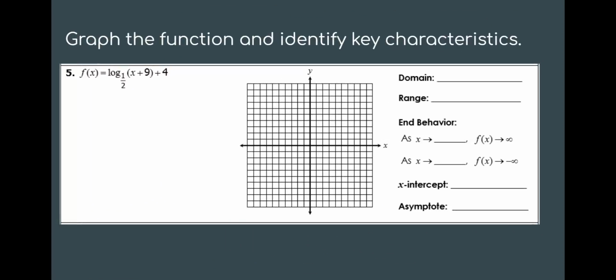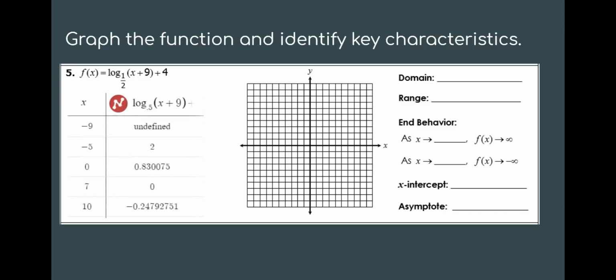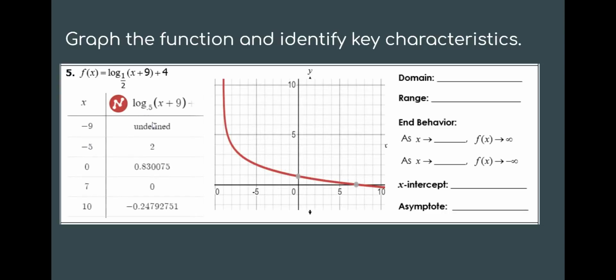All right, number 5. Looks like there's a couple of translations here. So if you're using Desmos, what I want you to do is build out the table first, and let's look at the graph. So what I did was I changed 1/2 to 0.5. And I made sure that x plus 9 was in parentheses and plus 4. This kind of cuts off here just because there's not enough room image-wise on Desmos.